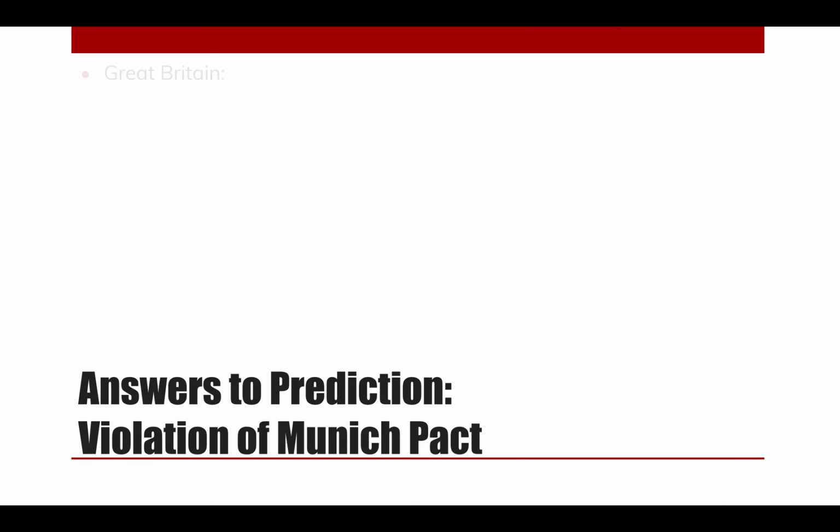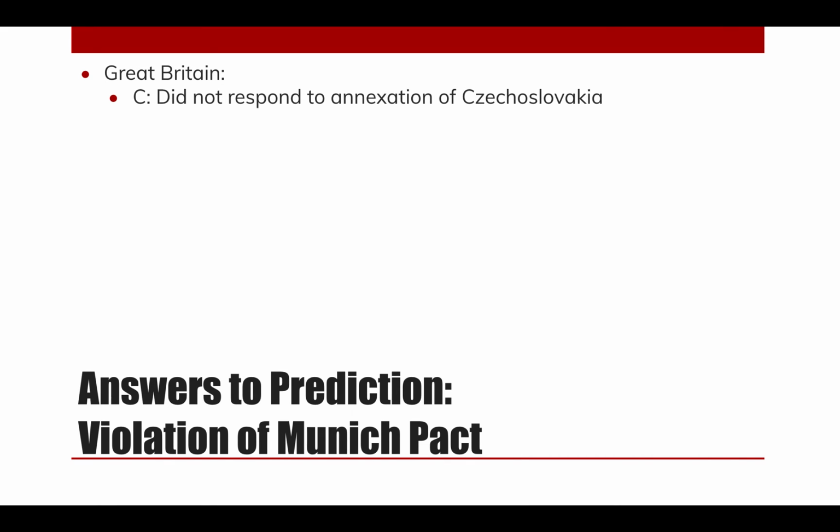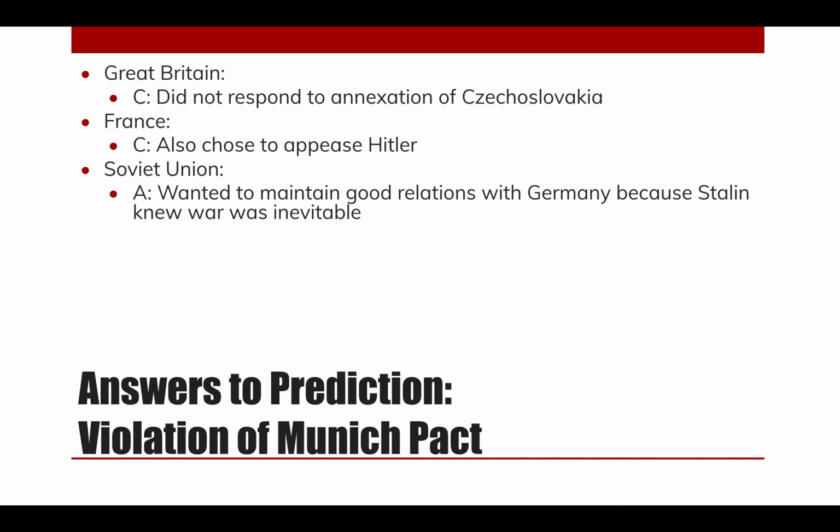See if you're right. Great Britain, you're going to go with C. You did not respond to the annexation of Czechoslovakia. You're just going to let him take it. Same with France, appeasing Hitler. That's the policy we're going with. Soviet Union, you went with A. Wanted to maintain good relations with Germany because Stalin, who is now the leader of the Soviet Union, knew that war was inevitable.